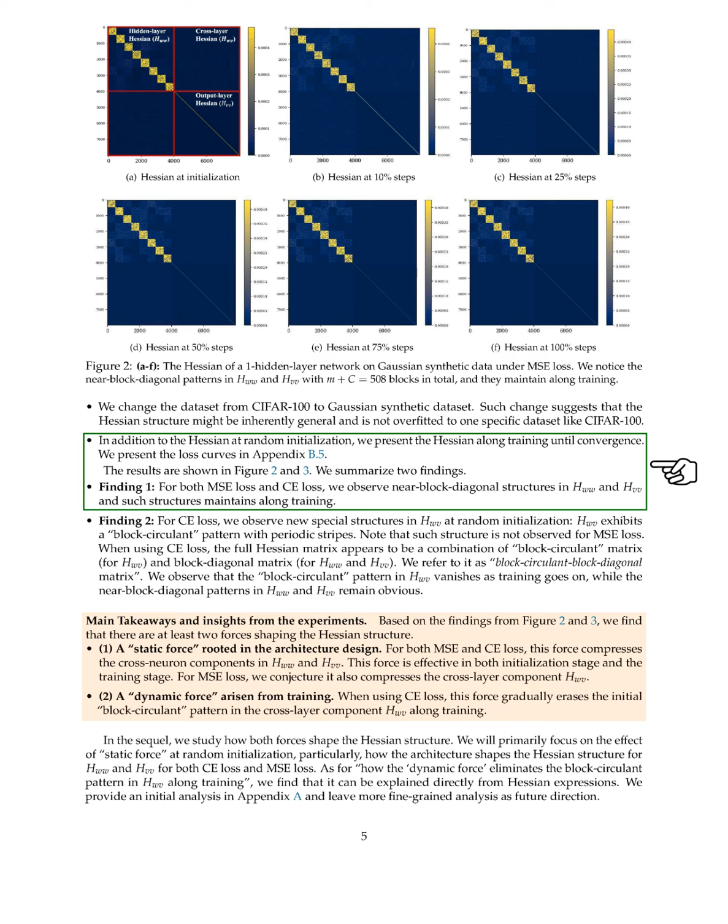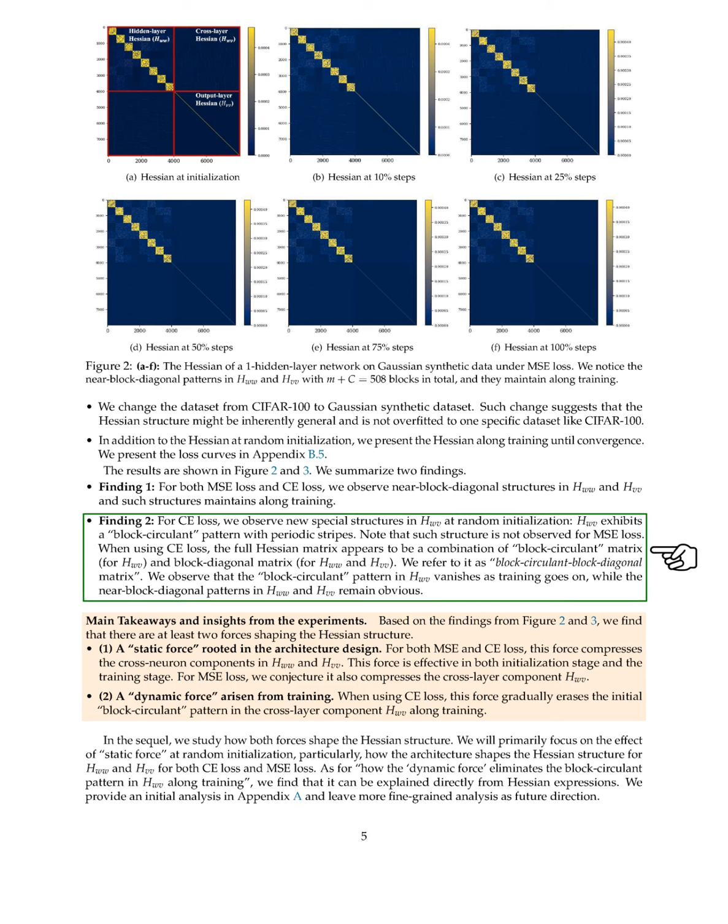1. For both mean squared error (MSE) loss and cross-entropy (CE) loss, we observe near block diagonal structures in the hidden and output layer Hessians, which persist during training. 2. For CE loss, we notice a unique block circulant pattern in the cross-layer component at random initialization, which is not seen with MSE loss. The full Hessian matrix for CE loss appears to combine this block circulant structure with the block diagonal structure of the hidden and output layers. We find that the block circulant pattern diminishes as training progresses, while the near block diagonal patterns remain.